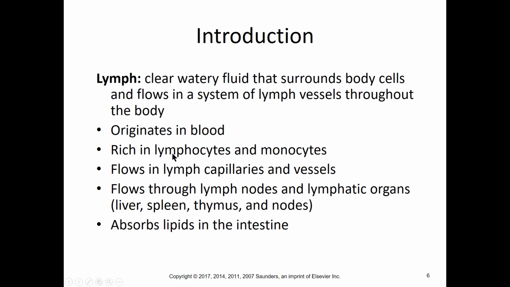It's rich in lymphocytes and monocytes, which are actually a type of blood cells. Lymphocytes are white blood cells. Monocytes are also a type of white blood cells. Flows in lymph capillaries and vessels. Capillaries are the smallest vessels. Flows through lymph nodes, which carry the lymph fluid, the clear watery fluid, and lymphatic organs: liver, spleen, thymus, and nodes. So you have to know what the lymphatic organs are. Absorbs lipids in the intestine, so it has a function, yes.